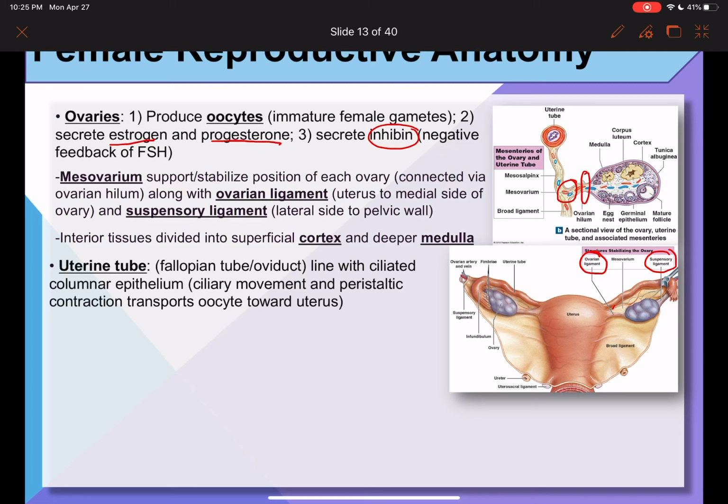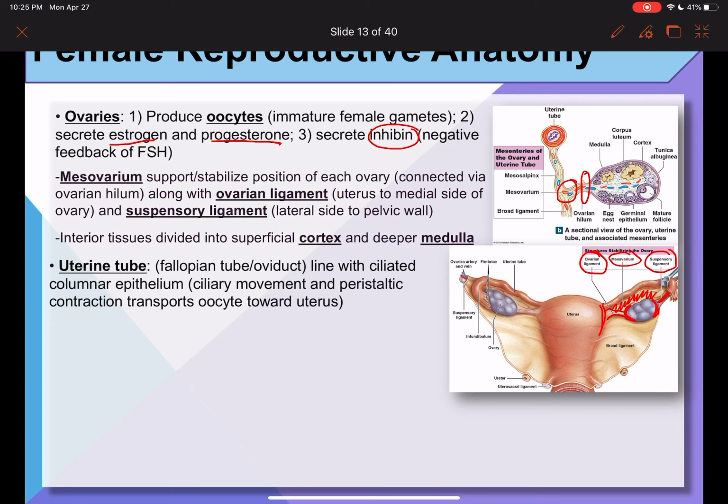And the mesovarium is this part right there. Here is where you have the ovarian ligament, which connects the uterus to the medial side of the ovaries, whereas the suspensory ligament connects the lateral side of the ovary to the pelvic wall. So your ovary should be nice and stable in place, even though it is not physically attached to the uterus or the fallopian tube.